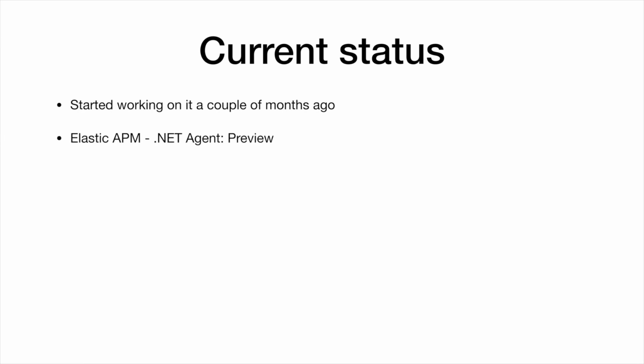But before we jump in, let me give you a quick overview about where we are currently in this journey. You probably already know that the Elastic APM solution already offers a couple of agents that are GA, meaning you can use them in production. Additionally, we started working on the .NET APM agent a couple of months ago, and we just shipped the first preview of it. This video is a walkthrough where I'm going to show you what it can do and how it works, and most importantly, how you can try out this agent.